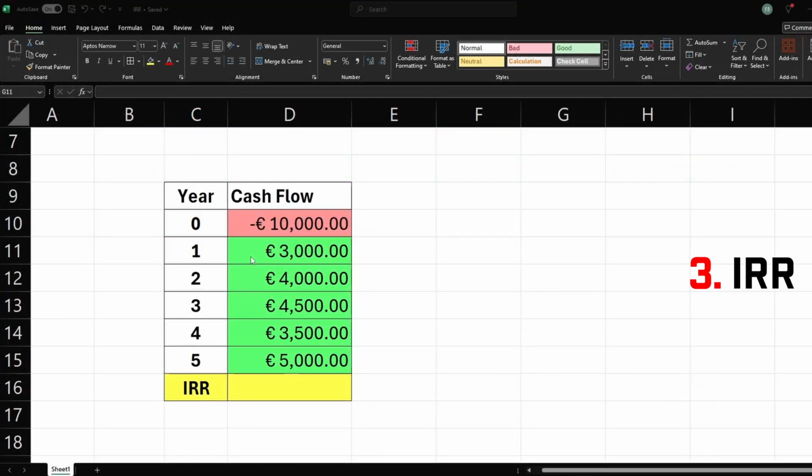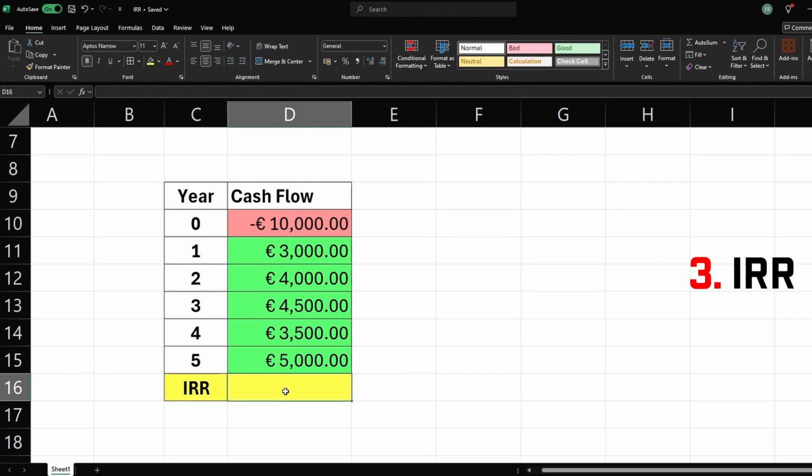The internal rate of return is expressed as a percentage and shows the expected annualized return on an investment. For this example, let's assume our project required an initial investment of 10,000 euros, which is recorded as a negative cash flow. In the following years, we had actual cash inflows.